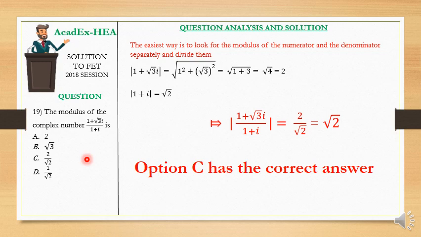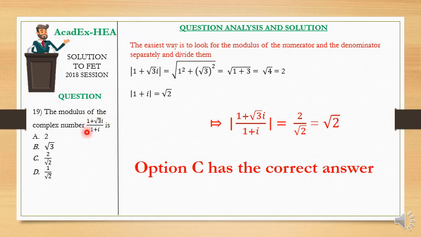We need the modulus. Now, the easiest and most convenient way to look for the modulus of this complex number, there are many ways of course, but we can simply look for the modulus of the numerator separately and then the denominator separately. Then we divide the two.